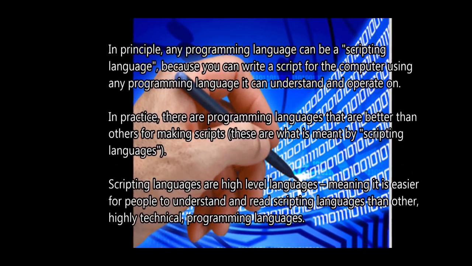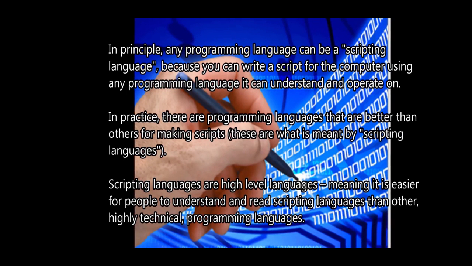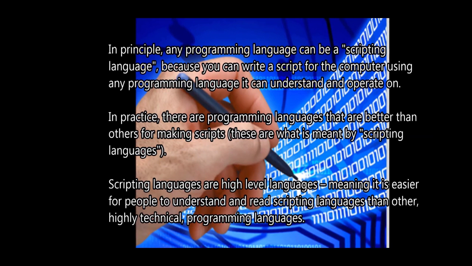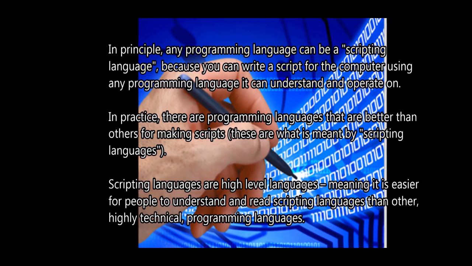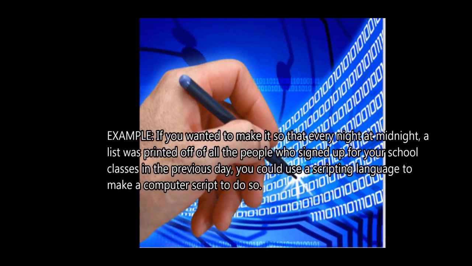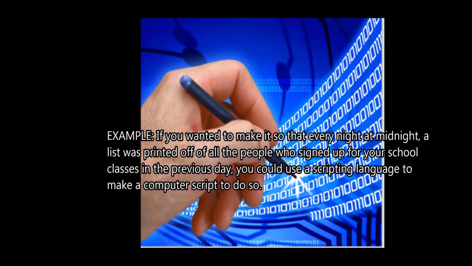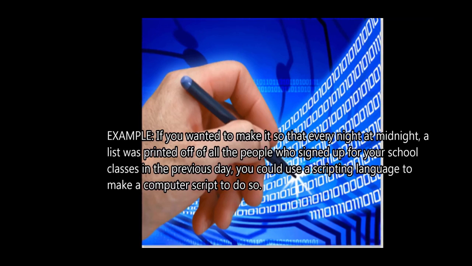In principle, any programming language can be a scripting language, because you can write a script for the computer using any programming language you can understand and operate on. In practice, there are programming languages that are better than others for making scripts. These are what is meant by scripting languages. Scripting languages are high-level languages, meaning it is easier for people to understand and read scripting languages than other highly technical programming languages. Example, if you wanted to make it so that every night at midnight a list was printed off of all the people who signed up for your school classes in the previous day, you could use a scripting language to make a computer script to do so.